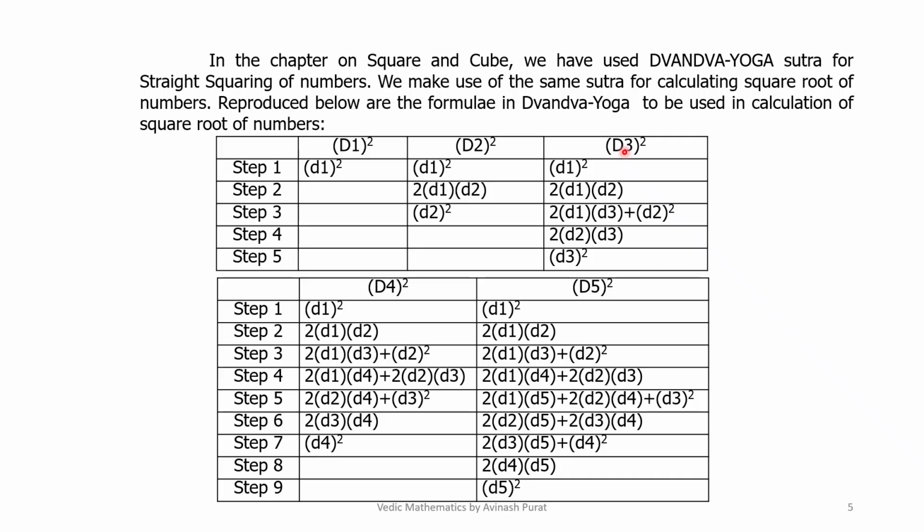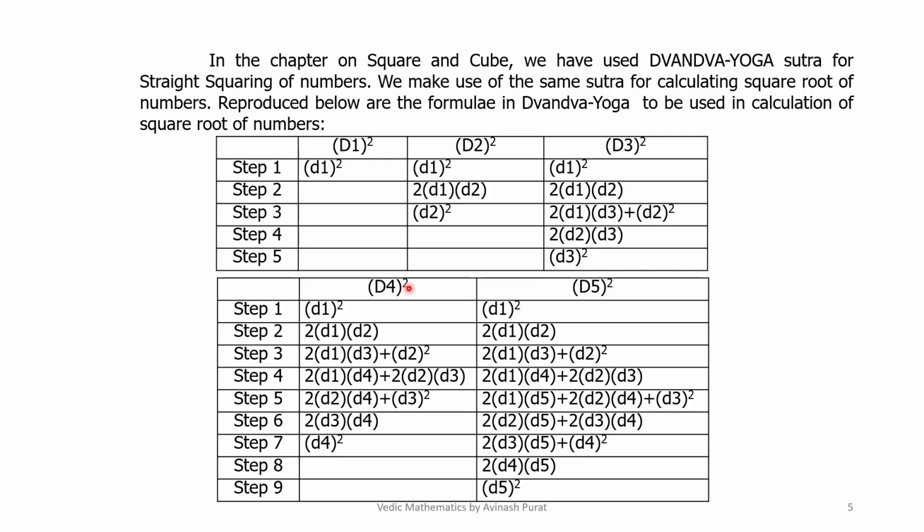D3 square, that is 3 digits number square: step 1 is D1 square, step 2 is 2 into D1 into D2, step 3 is 2 into D1 into D3 plus D2 square, step 4 is 2 into D2 into D3, and step 5 is D3 square.